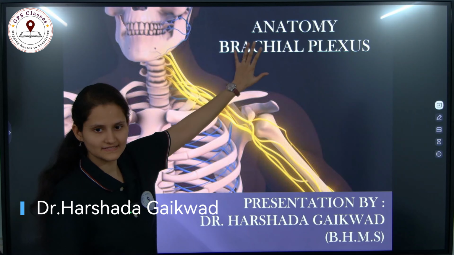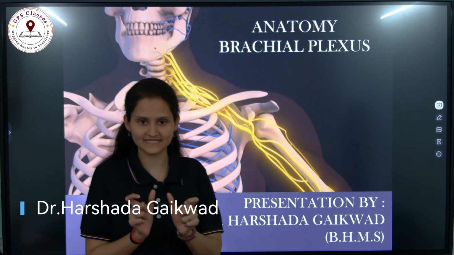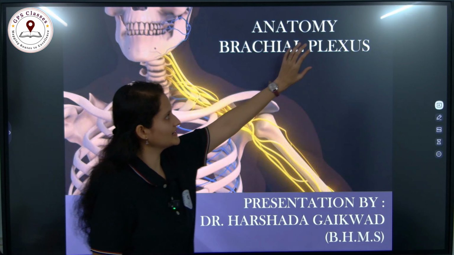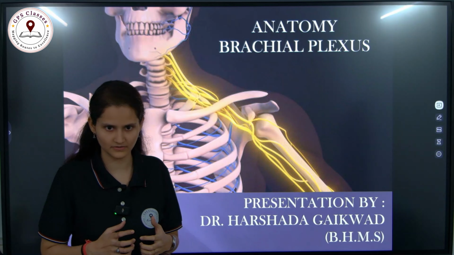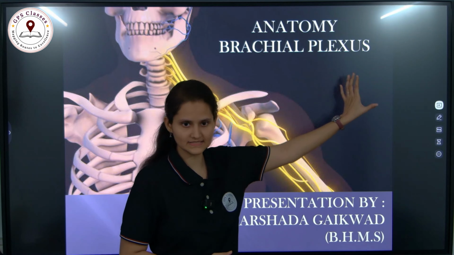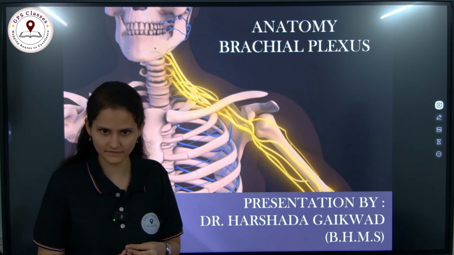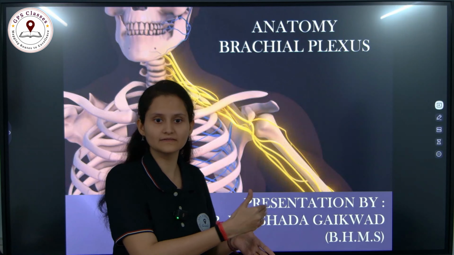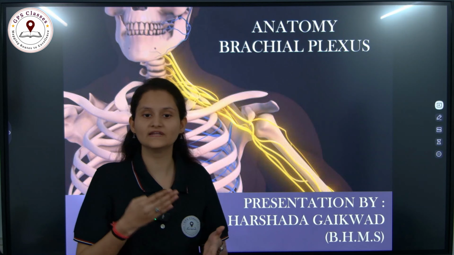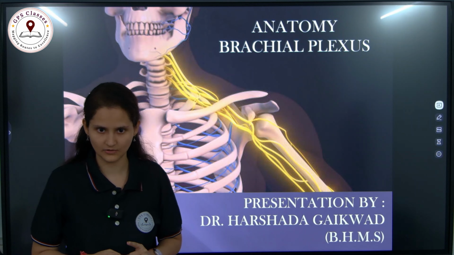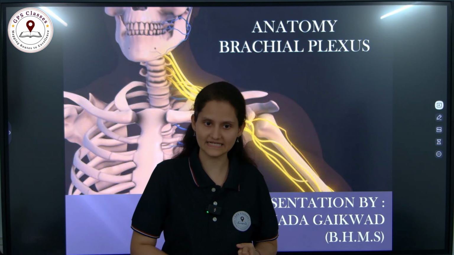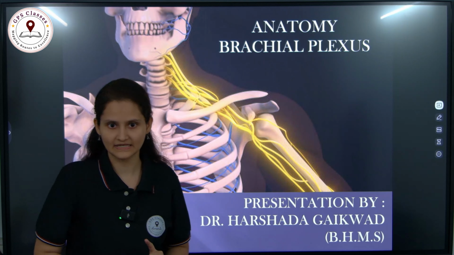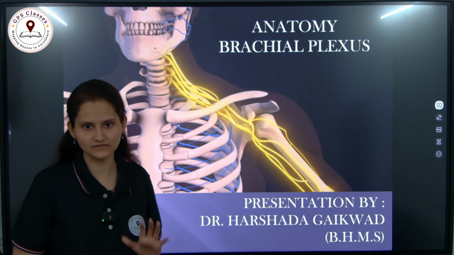Whenever we say brachium, it means something related to the arm. And plexus means network. So the brachial plexus is a network of nerves which is formed by the anterior or the ventral primary rami of the last four cervical, that is C5, C6, C7 and C8, and the first thoracic, that is T1, spinal nerves.